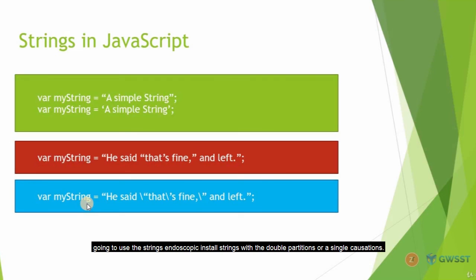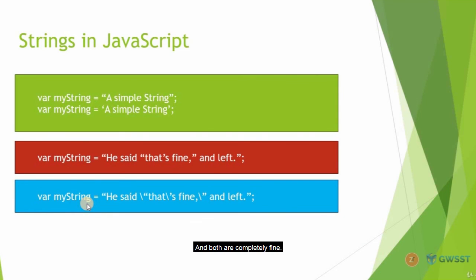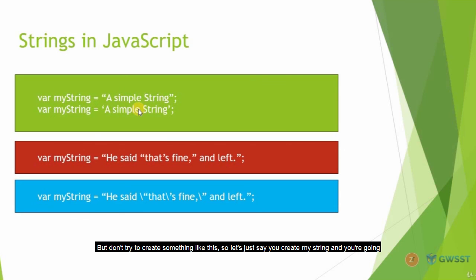If you want to store a username, a password, an address, or a big paragraph, then basically you're going to use strings. In JavaScript, you can store strings with double quotations or single quotations. Both are completely fine. You can use both double quotations and single quotations just like this one. But don't try to create something like this. Let's just say you create myString and you're trying to quote somebody who said something.